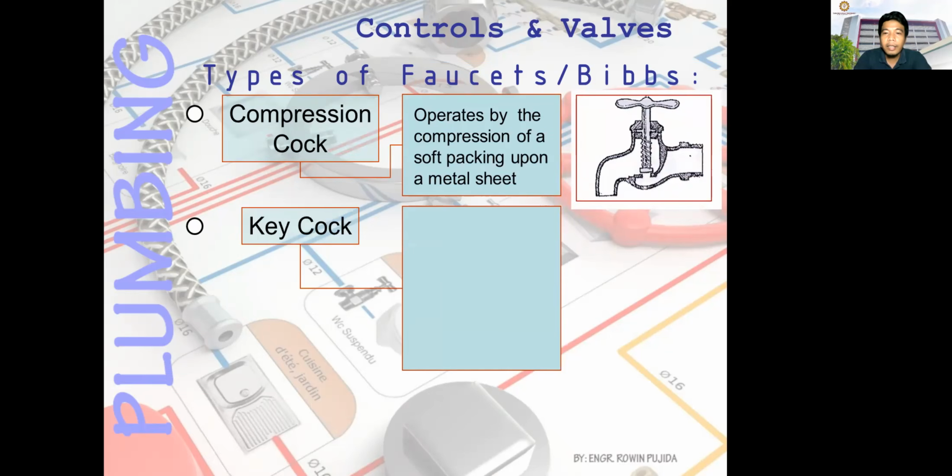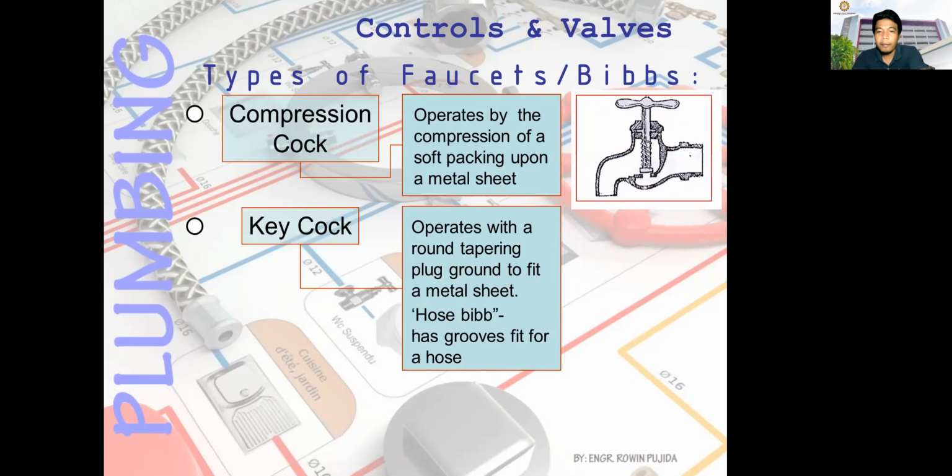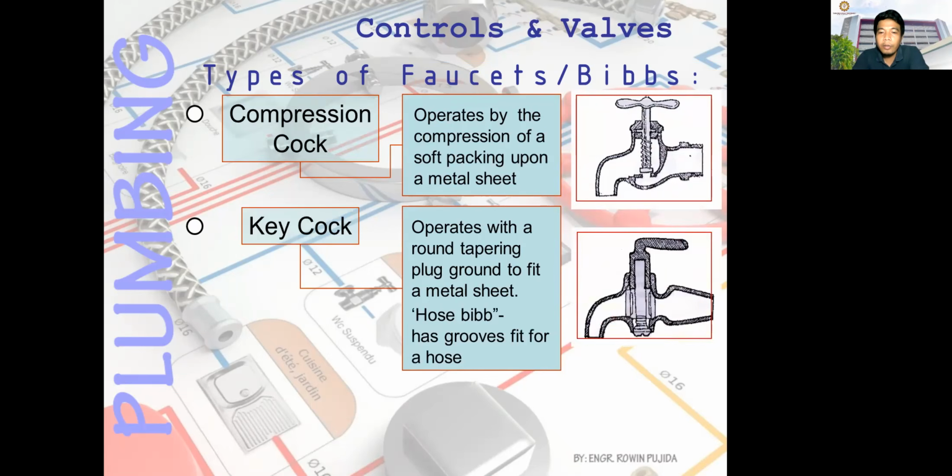Next, we have the key cup. It operates with a round tapering plug ground to fit a metal seat, whose bib has grooves fit for the hose. Okay, so this one.